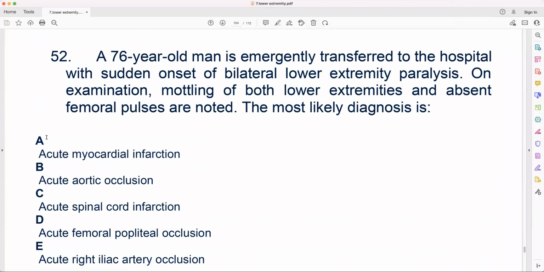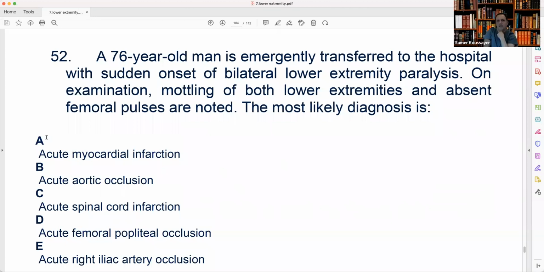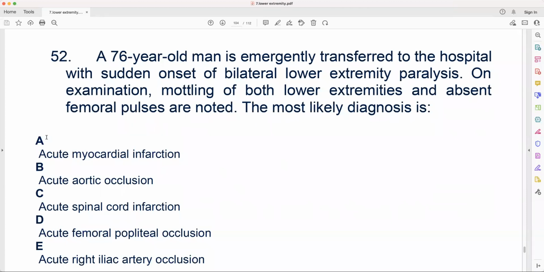A 76-year-old man is emergently transferred to the hospital with sudden onset of bilateral lower extremity paralysis. On examination, mottling of both lower extremities and absent femoral pulses are noted. The most likely diagnosis is Leriche syndrome, I think. Yeah, but this one, they said emergently, right?